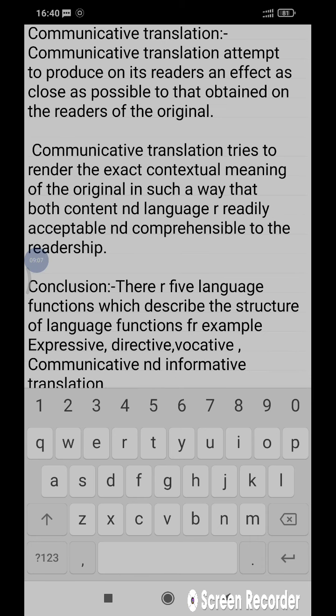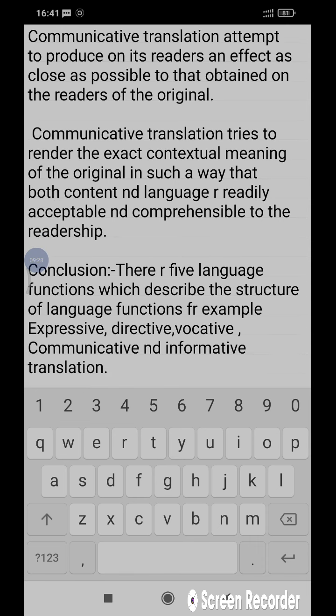We try to render the exact contextual meaning of the original in such a way that both content and language are readily acceptable. Okay? The content and the language are readily acceptable and comprehensible to the readership. This process is called communicative translation.